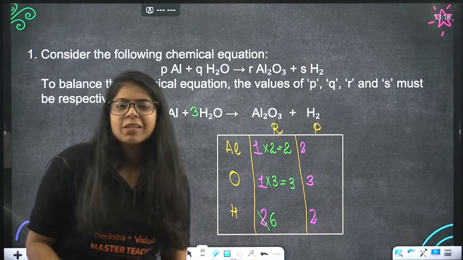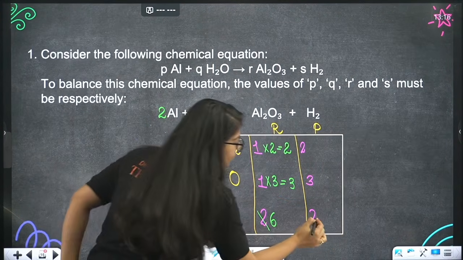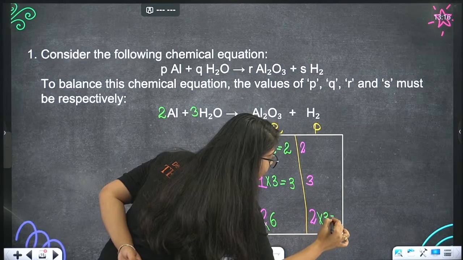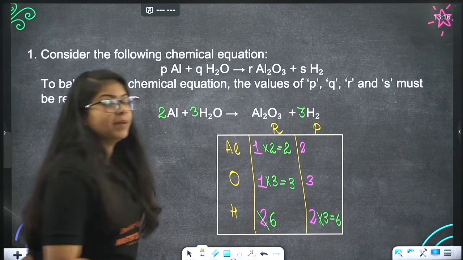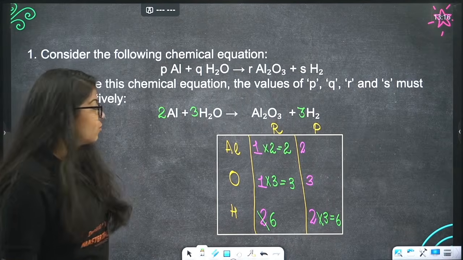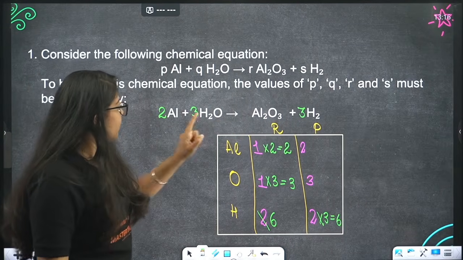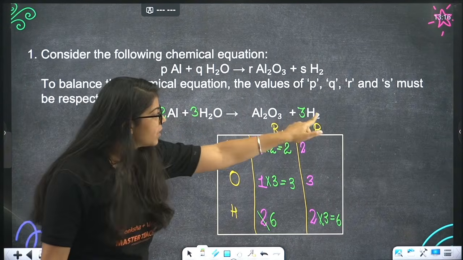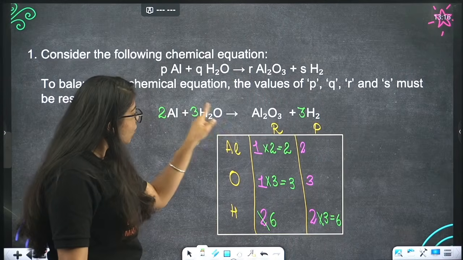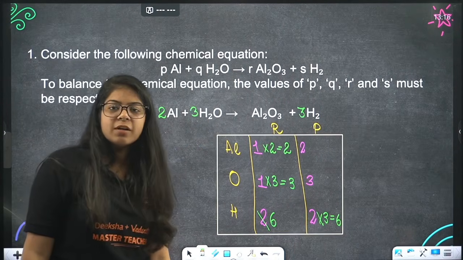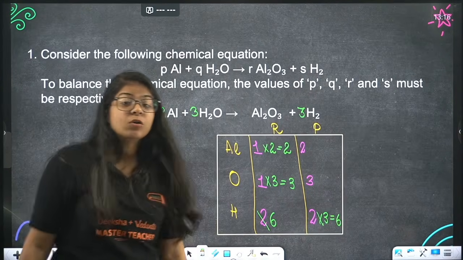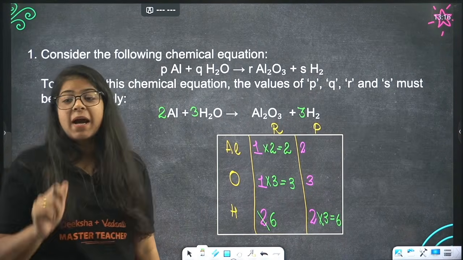So what will I do? Easy peasy. Ma'am, I will multiply this 2 with 3 to get 6 molecules of hydrogen. This 3 will be here to get 6 molecules of hydrogen. 2 aluminium, 2 aluminium. 3 into 2, 6 hydrogen. 3 oxygen, 3 oxygen. Done? Understood? Very good.